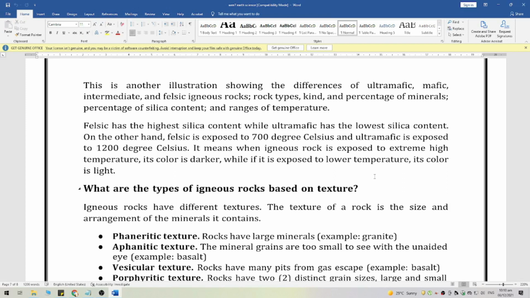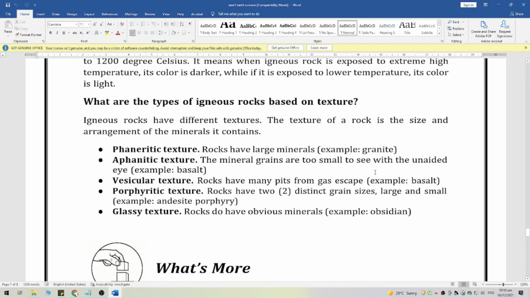So, when we talk about texture, napakadali. All of these are in the Google Classroom. Igneous rocks have different textures. The texture of a rock is the size and the arrangement of the minerals it contains. So, meron tayong tinatawag na phaneretic texture, aphanitic texture, vesicular texture, porphyritic texture, and glassy texture. You could read all throughout that, mababasa nyo dyan ang differences.